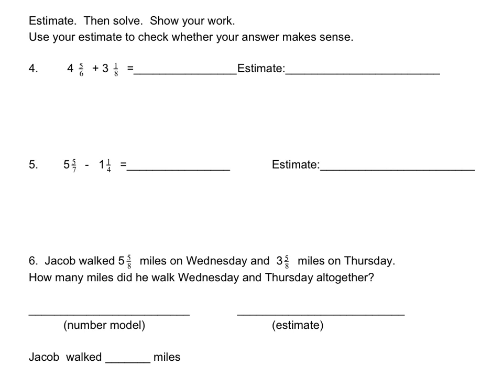Okay, for numbers 4 through 6, it looks like we are doing some mixed number practice. So let's start with number 4. I'm going to go ahead and do my estimate. I look at 4 and 5/6, and that looks like about 5, plus 3 and 1/8. I'm going to go ahead and call that 3, and my estimate should be around 8.